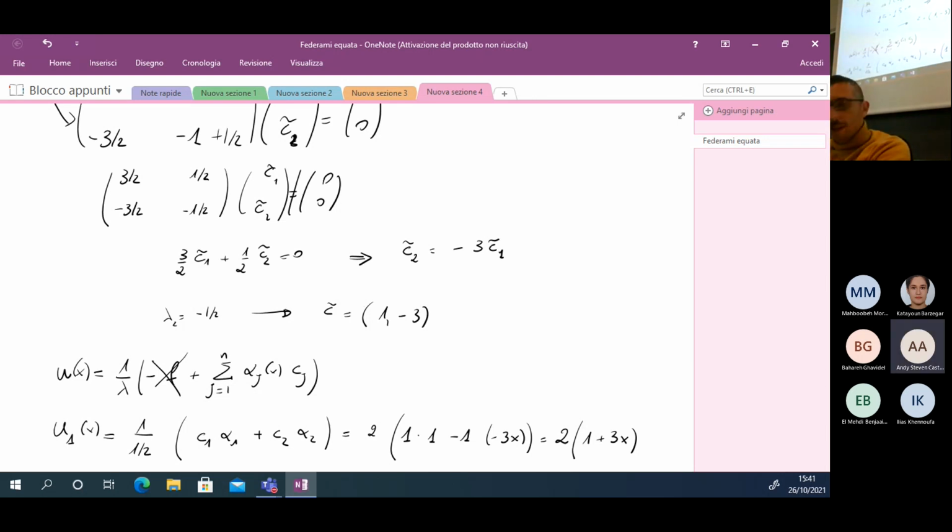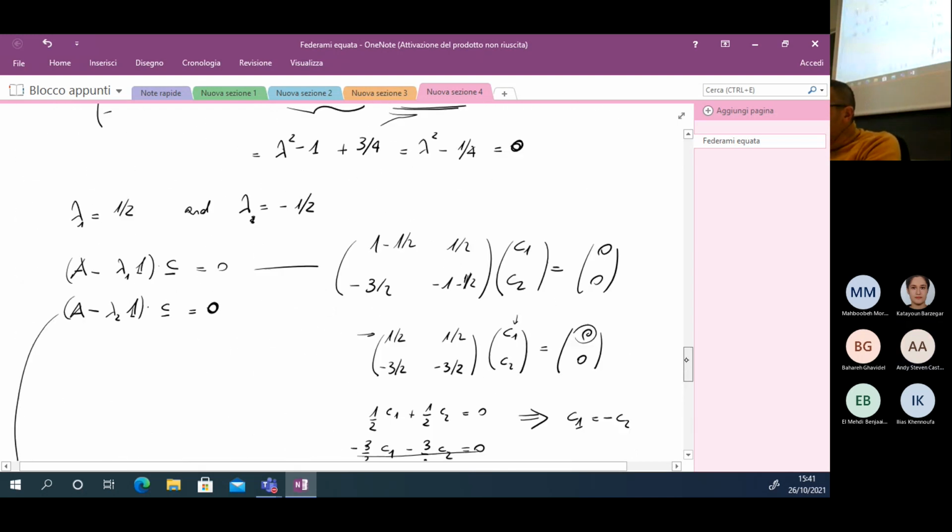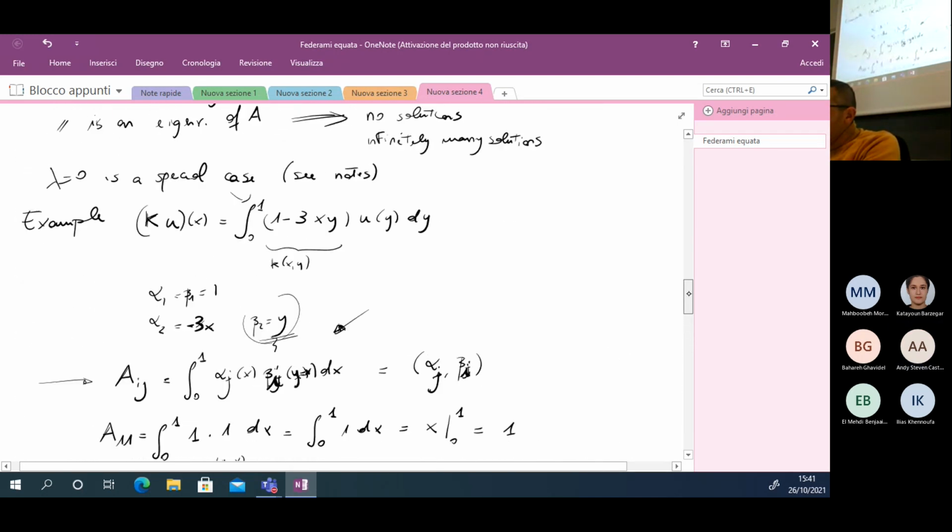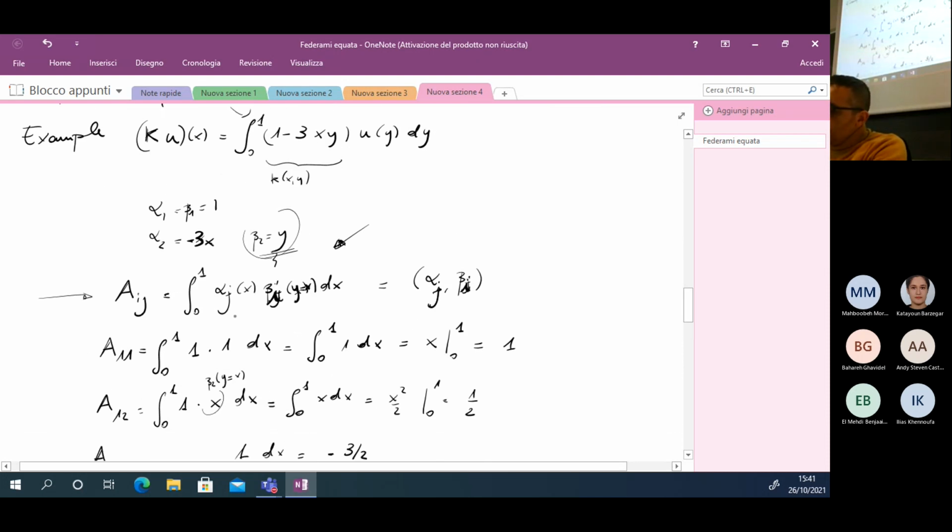What is the mistake? Yeah, the mistake was here. Just here. So basically what I wrote here before is the integral between 0 and 1 of alpha_i(x) beta_j(x) dx. So the elements of the matrix that I was finding were the transpose of the matrix that I have to have, because instead this should be the integral between 0 and 1 of alpha_j beta_i.